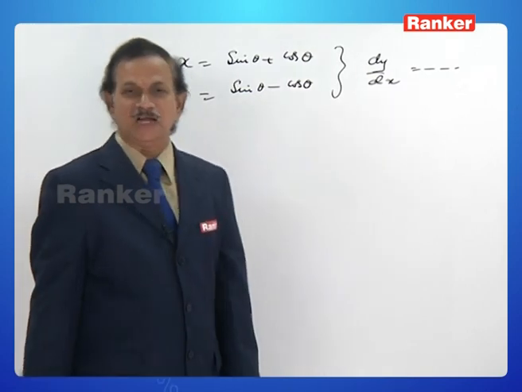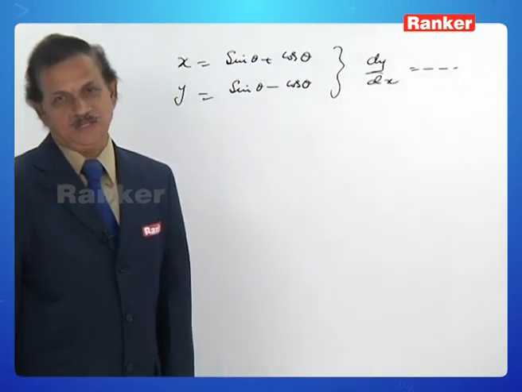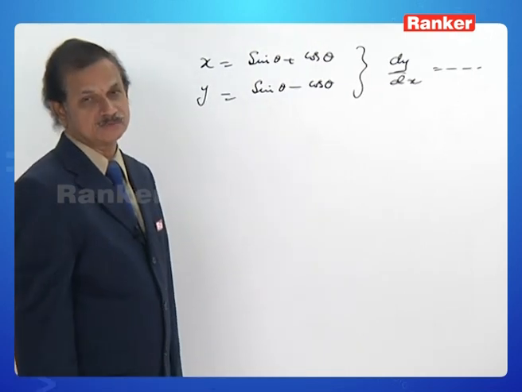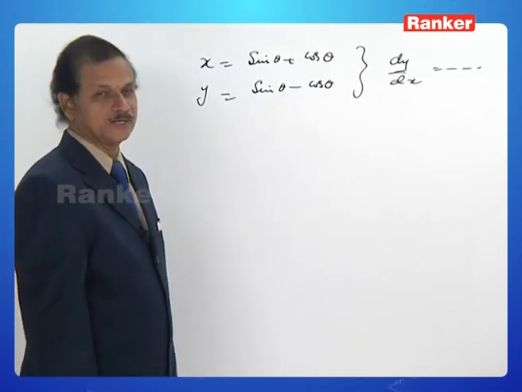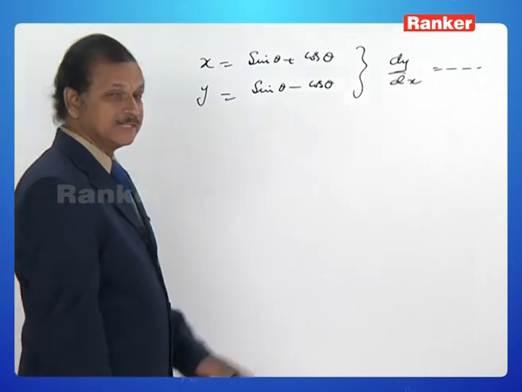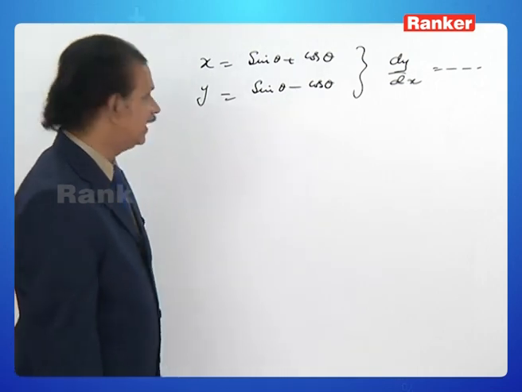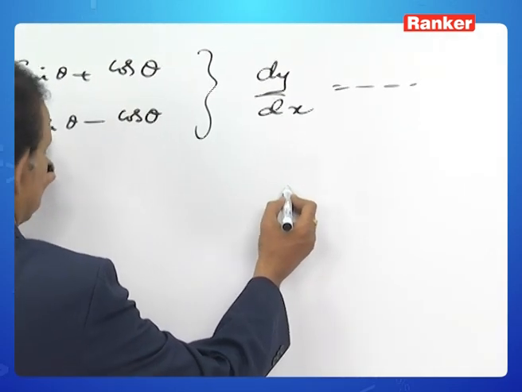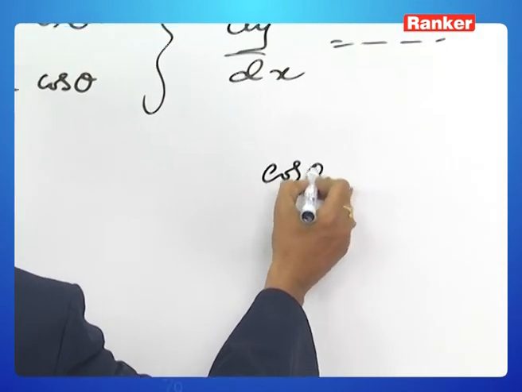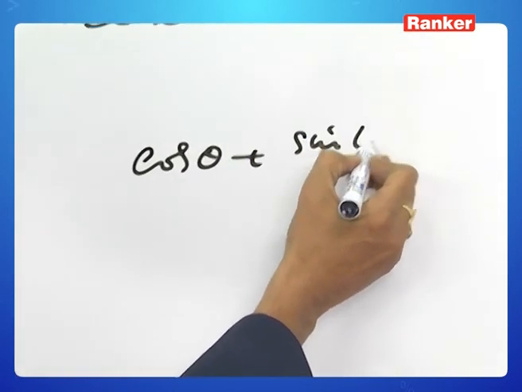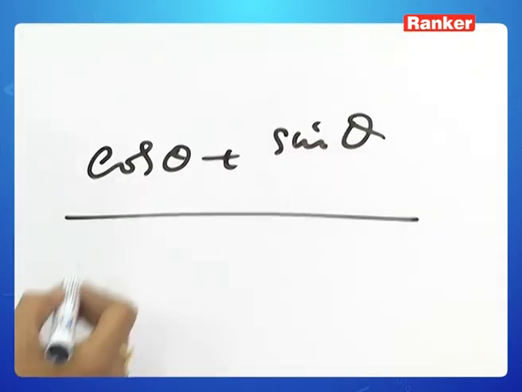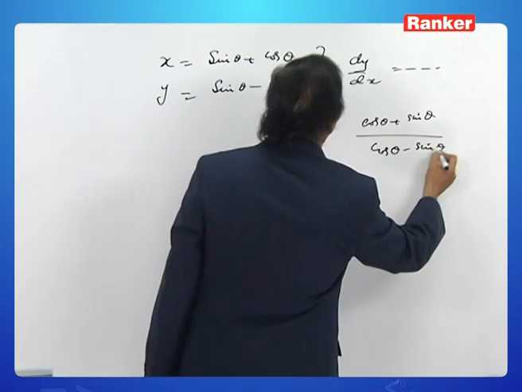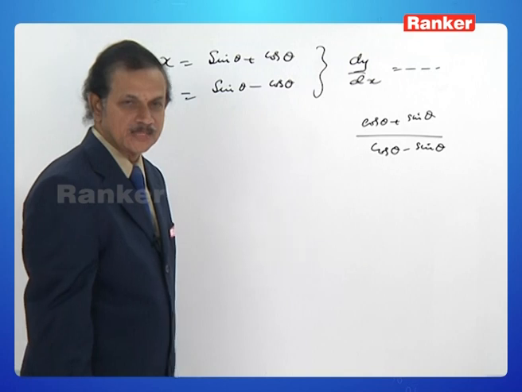You first of all observe the options. Is the answer given in terms of thetas or x's? In what way is it given? Suppose in terms of thetas, if you want to have the answer, it is dy by d theta by dx by d theta. dy by d theta is nothing but cos theta plus sin theta, and dx by d theta is cos theta minus sin theta.